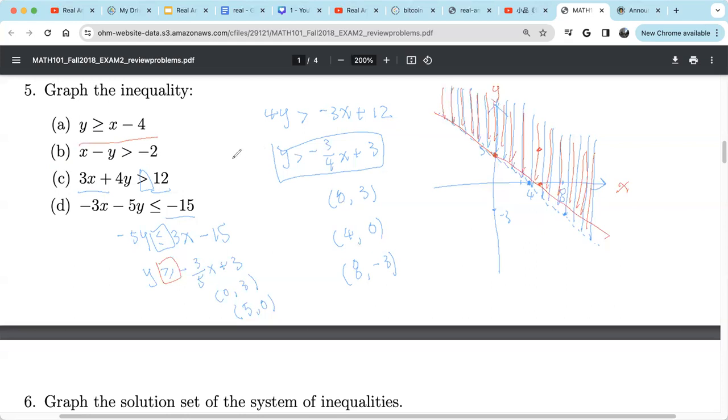So what do we do? Well, first we draw the line. We draw the line like y equals. We solve for y, we draw y equals x minus 4.